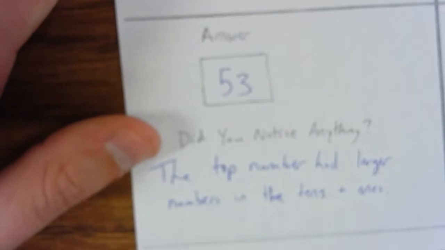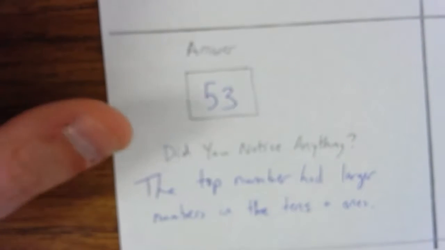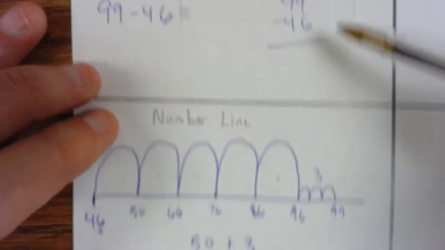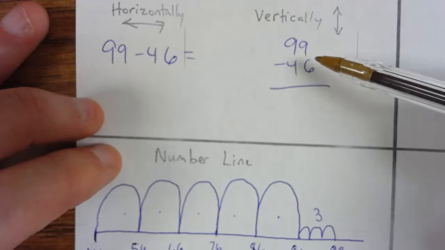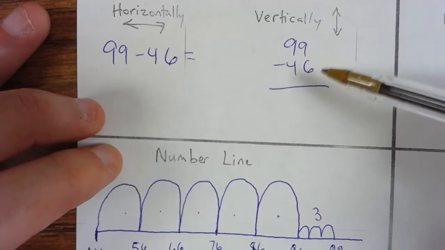So the top number had larger numbers in the tens and ones, and then that gives us a chance to talk about it. And we'll connect it eventually to the algorithm where we could say, well, because the top number was bigger, we didn't have to carry any numbers or borrow any numbers and those kinds of things.